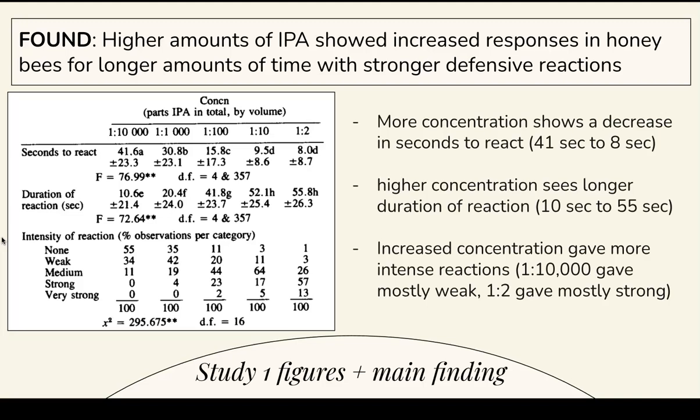When it came to seconds to react for a honeybee, the lower concentration showed a time of about 41 seconds to react to a defense, whereas the higher concentration of IPA showed 8 seconds, which is a significantly shorter time. We also see the duration of reaction vary greatly. The lower concentration showed 10-second duration of reaction, whereas the higher concentration showed almost a minute of a reaction time at 55 seconds. This proves how IPA causes a faster reaction time for a longer amount of time.